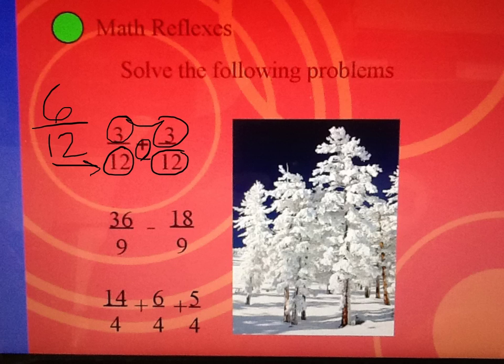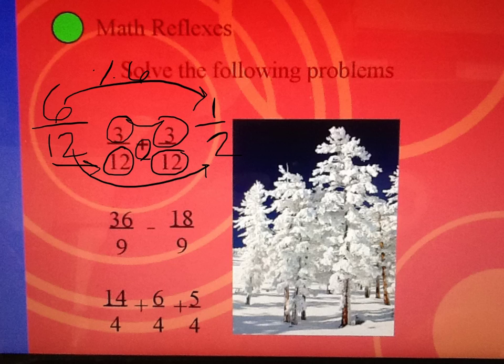We've been working on simplifying fractions as well, which means making it smaller. A lot of you are realizing, hey, 6/12, that's the same as having 1/2. We went from 6 to 1 by dividing by 6. 12 divided by 6 is 2.